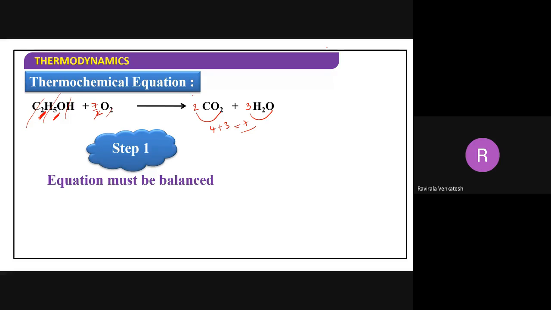Now the equation must be balanced first of all. When you are writing the thermal equation, beta, whenever you are writing a thermal equation or thermochemical equation, you need to balance the equation first of all. Understood? Now it is balanced here.